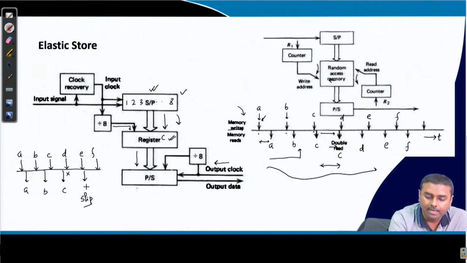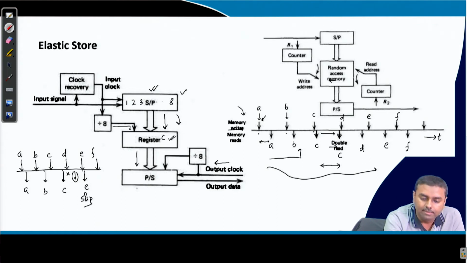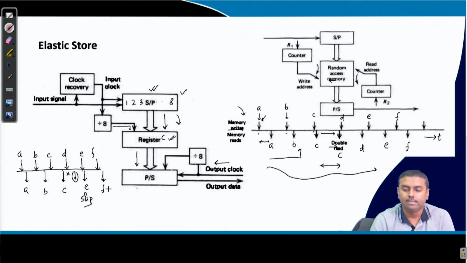I skip the data and I actually read E because E is already available. D was available, but in between no reading operation has happened. So, therefore, I read E. So, there is a slip, one data is missing, and then next time I will be reading F, something like that. This pattern will be continuing.